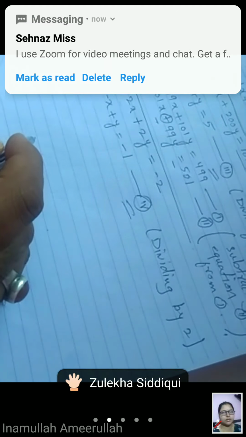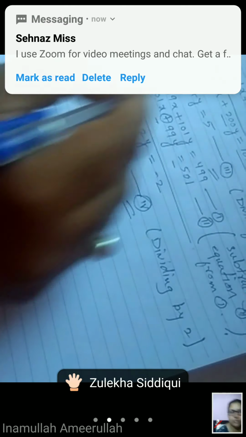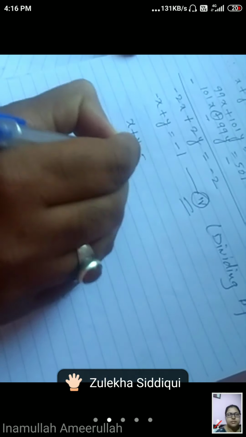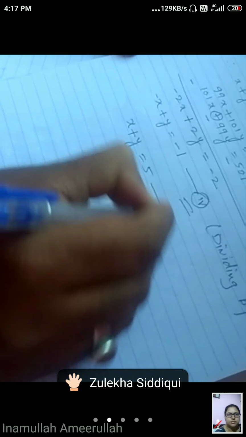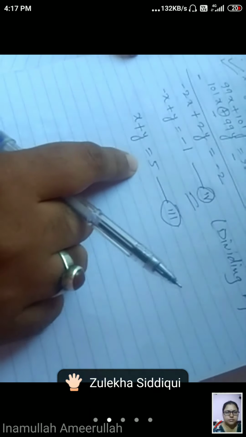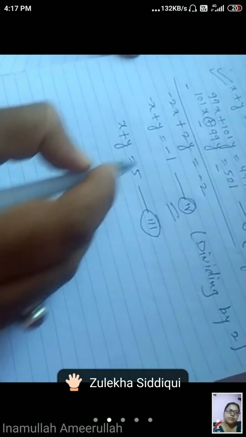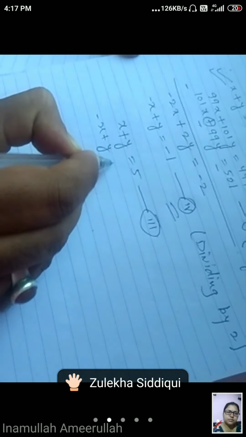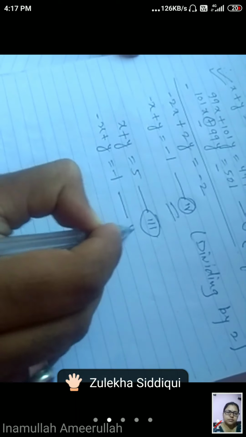Now we have two more equations, equation number 3 and equation number 4. What you can do is add them. My equation number 3 is x plus y equals 5. This is equation number 3. Then my fourth equation, minus x plus y equals minus 1. This is equation number 4.